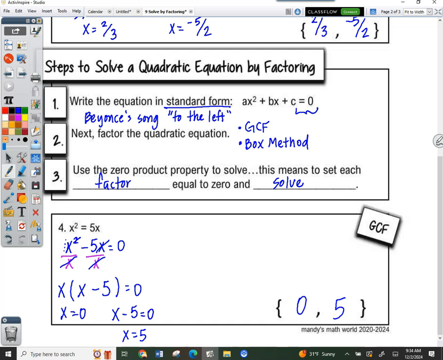What happens if there's no common variable or anything? If there is no GCF at all, you would go to box method.